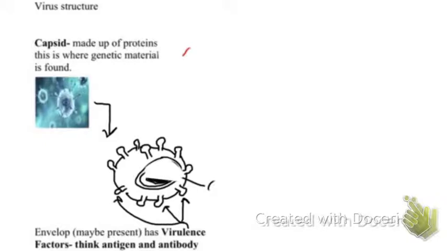Then inside that envelope, and remember the envelope might be here, might not be here, but what definitely is there is the capsid. The capsid is the little protein container that has all of the genetic material inside of it.